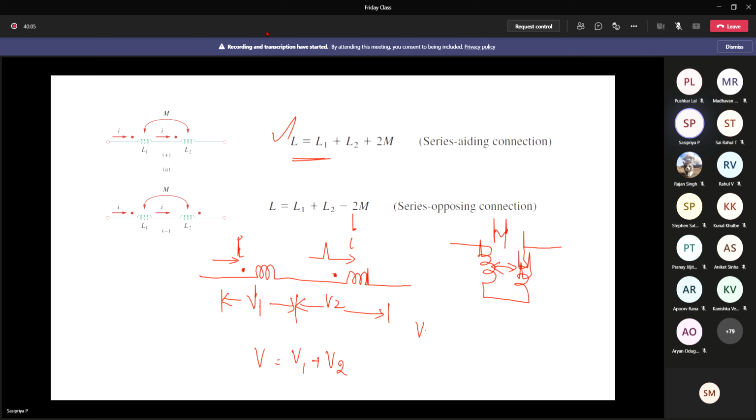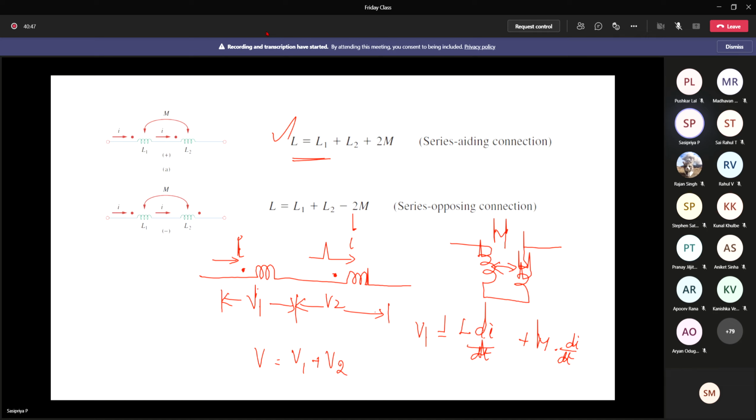Now can anyone tell me what is V1? V1 is going to be the voltage induced in coil 1 due to the self-inductance and also due to the mutual inductance. Due to the self-inductance, it's going to be L into di by dt. Now the mutual part is going to be M into the same current, because in a series connected circuit the same current flows here. So due to this, I'll have M into di by dt.